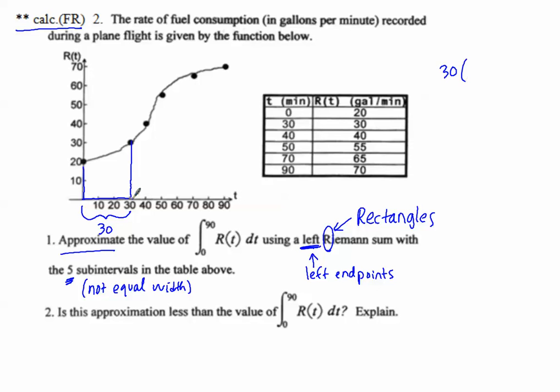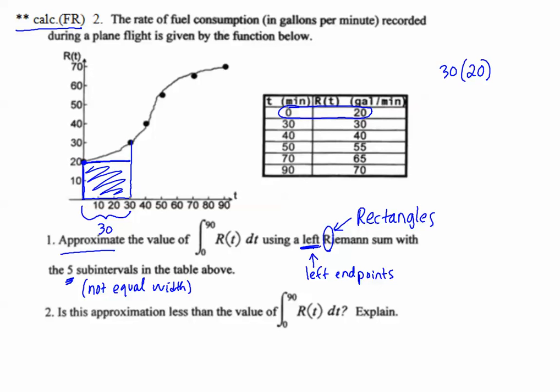And the height of it, they said go up on the left side. So the left side is where 0 is. The left side is up here. Now don't count on the graph being accurate. Look at the table. So on the left side at 0, that's 20 units high. So 30 times 20 gives us our first rectangle's area. So that's that first one right there.